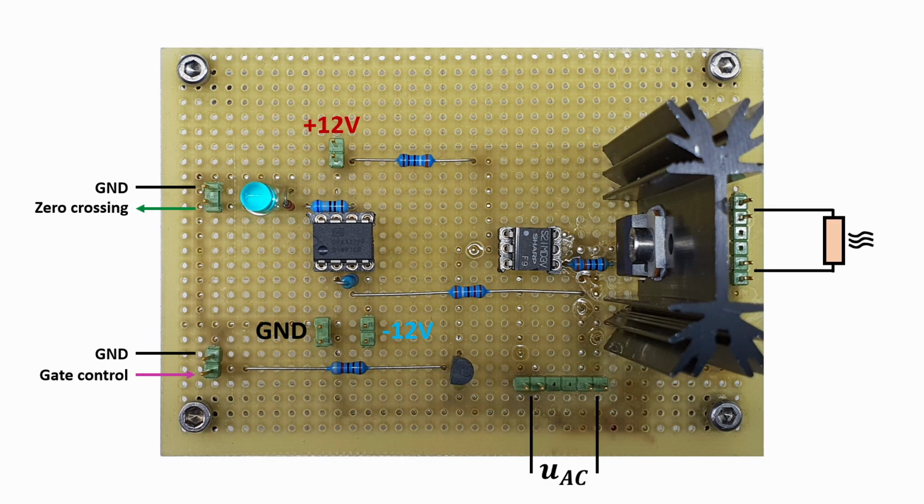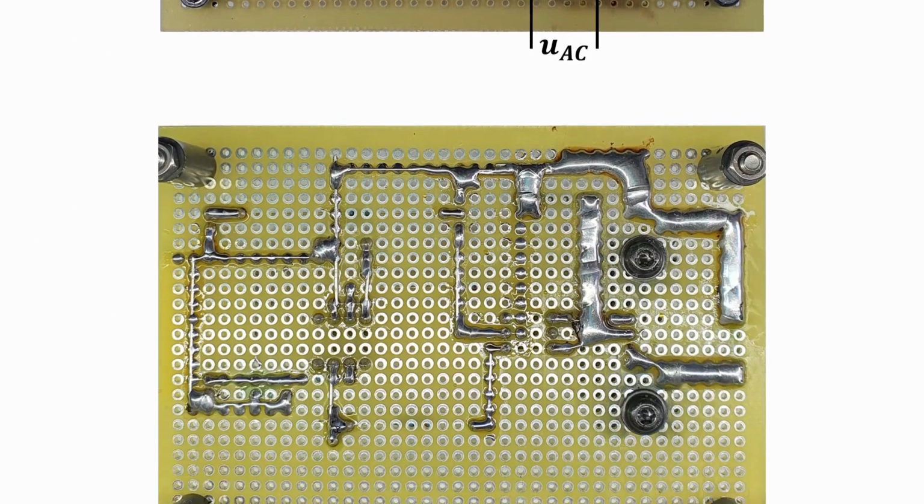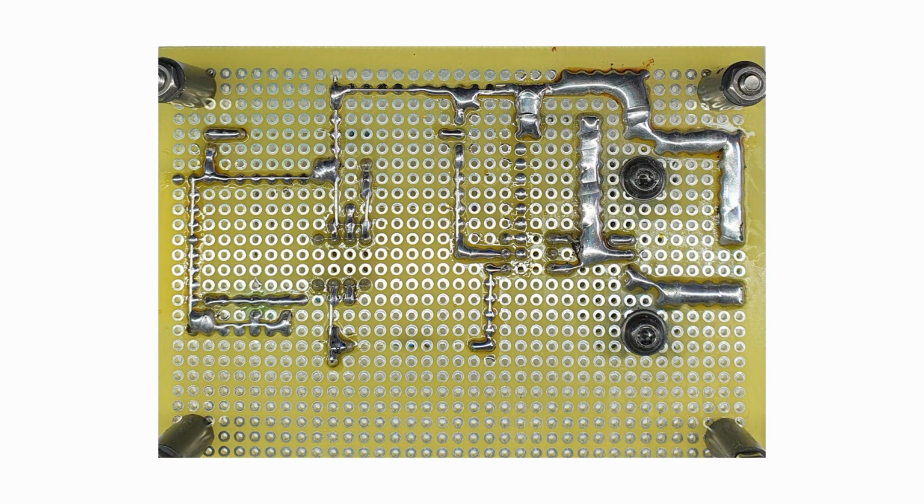So, here's my version of this hardware soldered on a prototype PCB. I have attached a heatsink to the TRIAC to protect it from thermal damage. I recommend removing unused pads in the area of high voltages because otherwise the creep distance can be too small, which could result in a dangerous short circuit.